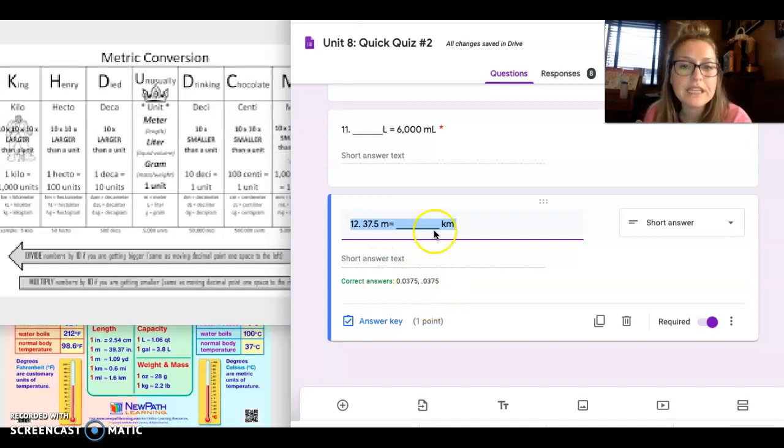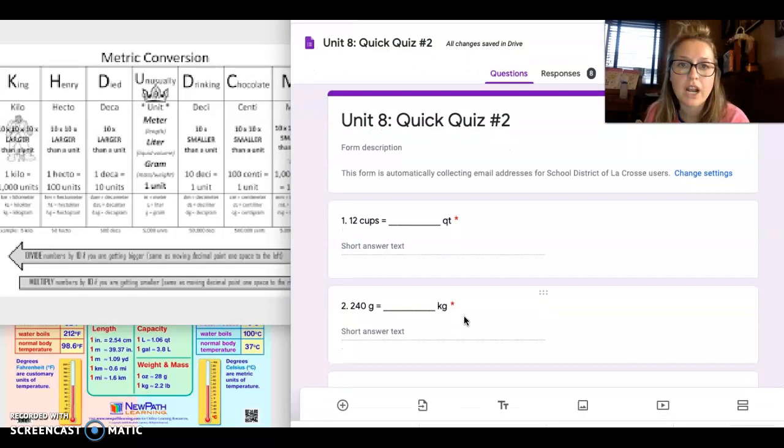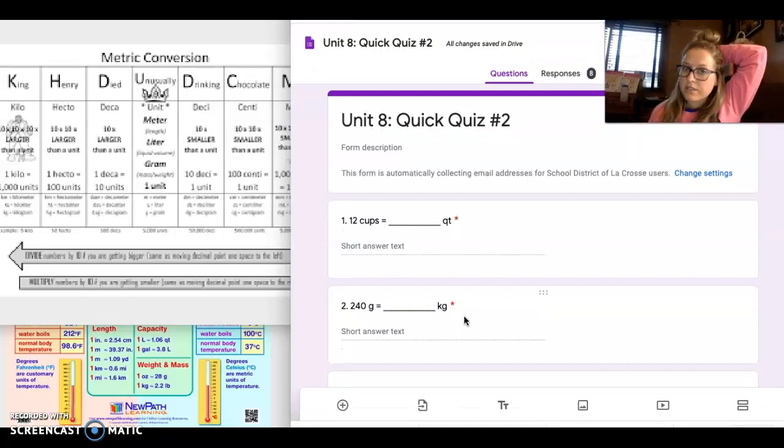If you wrote it differently, if you added the label, I tallied your points up. If you have any questions, please reach out. I'm going to upload this video on Seesaw, and I want to know that you saw it.